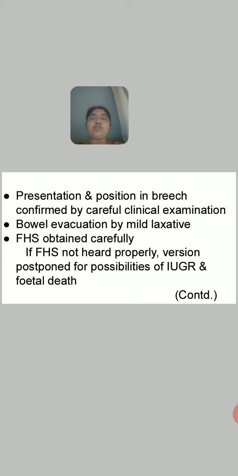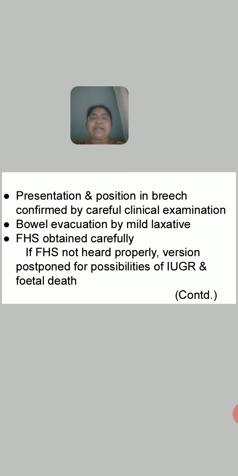Bowel evacuation should be done by giving a mild laxative. The bowel should be empty. The fetal heart sound should be obtained carefully. This is a very important part of this process. Before you start the procedure, you have to auscultate, you have to get the fetal heart sound.